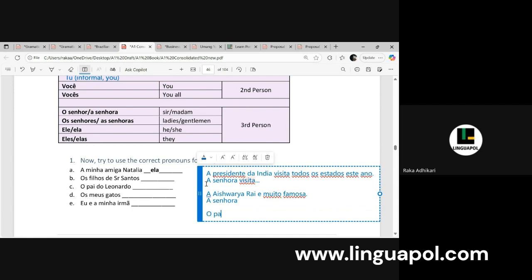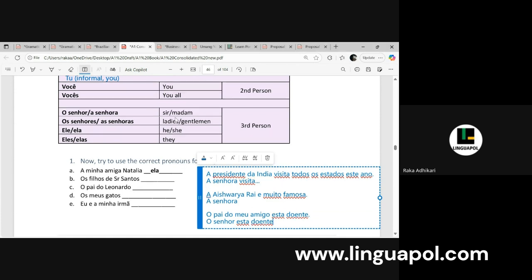For example, if I say o pai do meu amigo está doente, the father of my friend is sick. So instead of saying ele está doente, we will say o senhor está doente, because we want to refer to this person with respect. So whenever, in whatever situation, it doesn't have to be a famous person or a celebrity. In whatever situation we want to refer to someone with respect, instead of using simply ele, ela, we will use o senhor or a senhora or the plural ones.